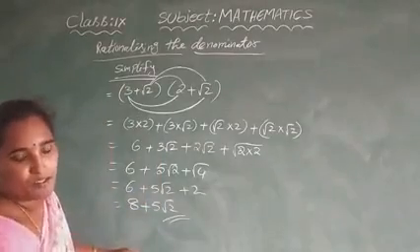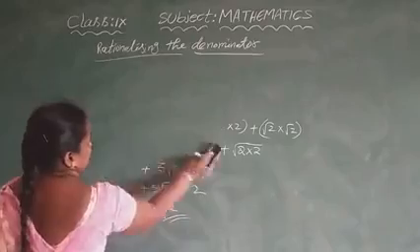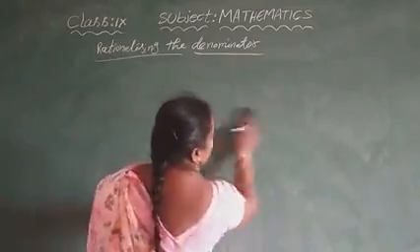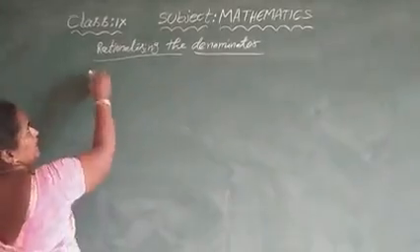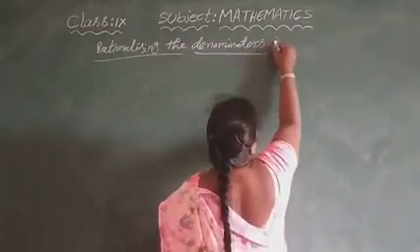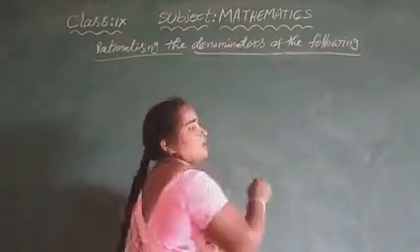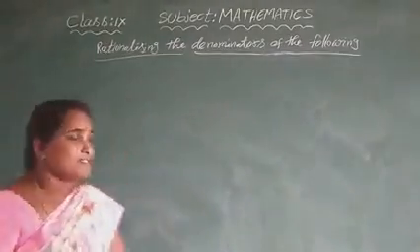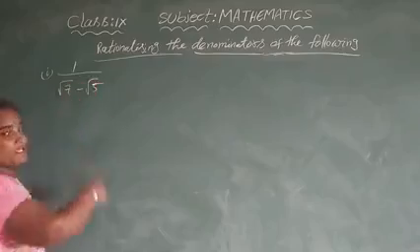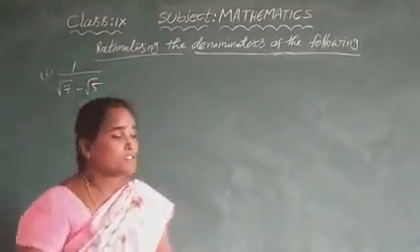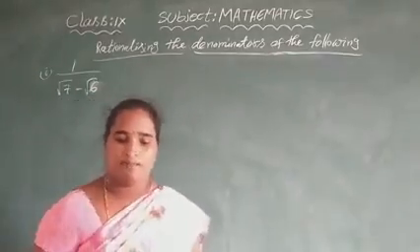Next one. You take another problem. Rationalizing the denominators of the following. We take some example problems and rationalize the denominators. So I will take one, that is 1 by root 7 minus root 6.